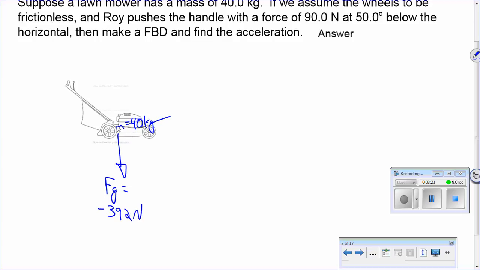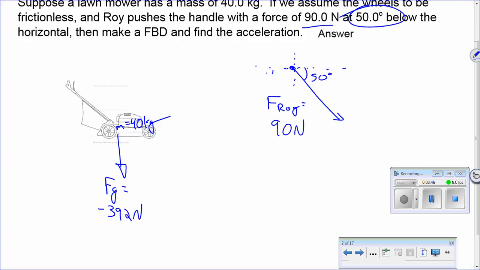So somewhere off to the side, draw yourself a little Roy vector. Here's the force of Roy. And it tells us that it's 90 newtons at 50 degrees below the horizontal. So drawing a little coordinate system. Oops. And then here's my 50 degrees, right? Not drawn to scale. Cool. So what do you think we should do? We can do some trig, but before we can do the trig, we need a triangle.